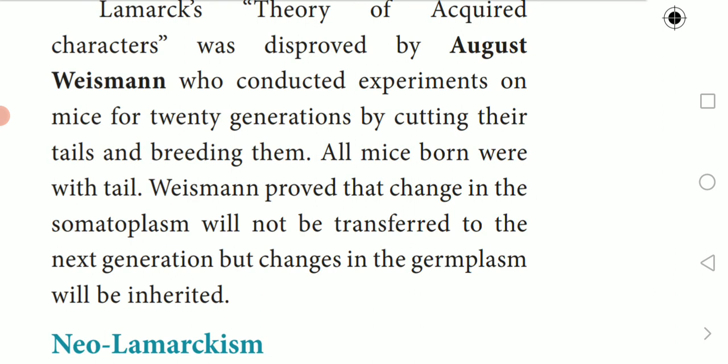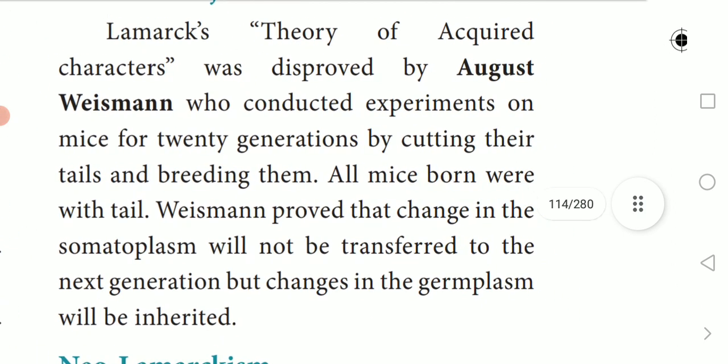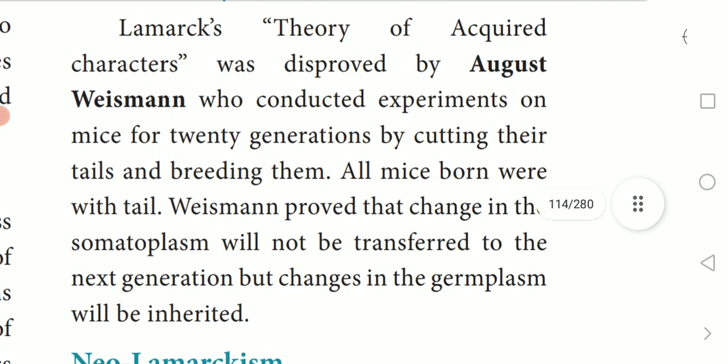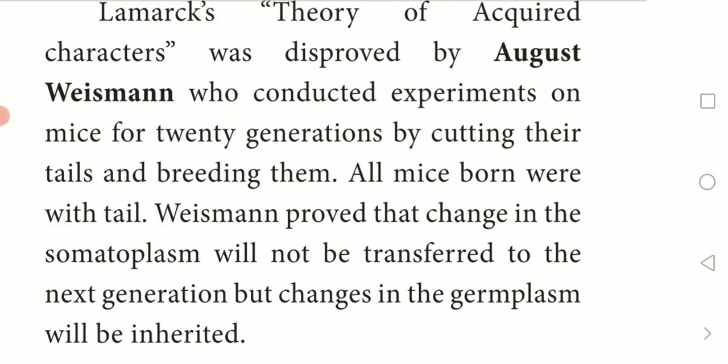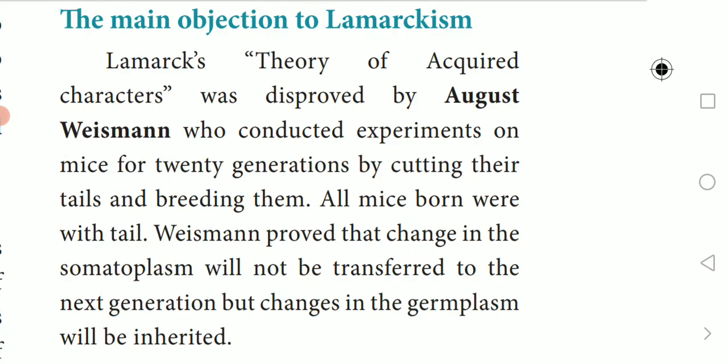Whatever the number of young ones they got, he observed them. He observed that none of them was born with a reduced or cut-off tail in the next generations. Like that, he observed 20 generations, cutting their tails one by one in each and every generation. None of the generations were born with a reduced tail. All the mice were born with a fully grown tail only.